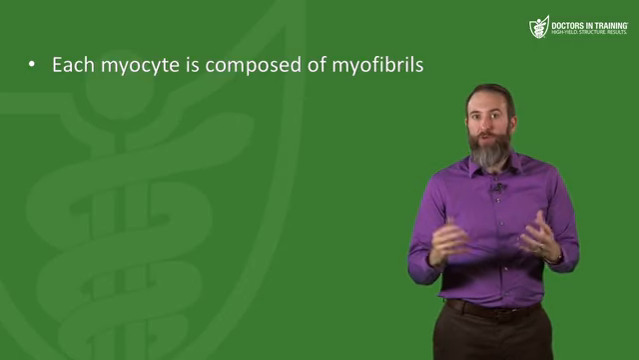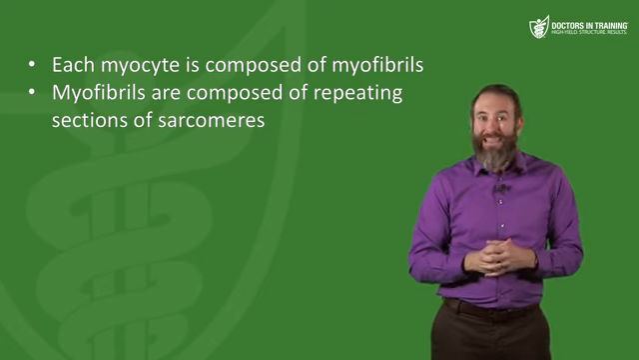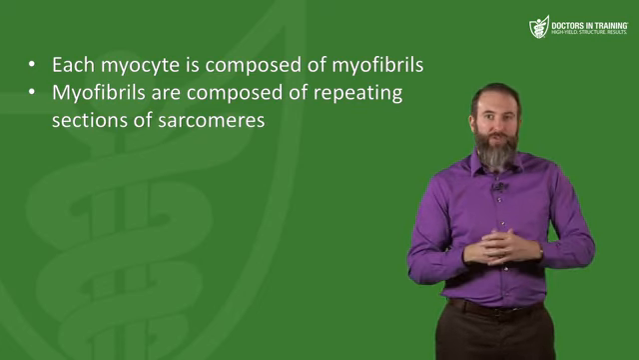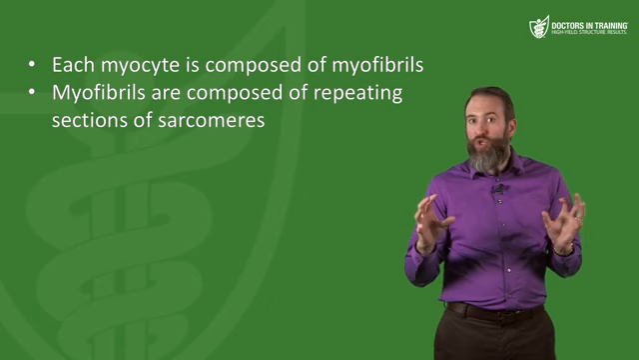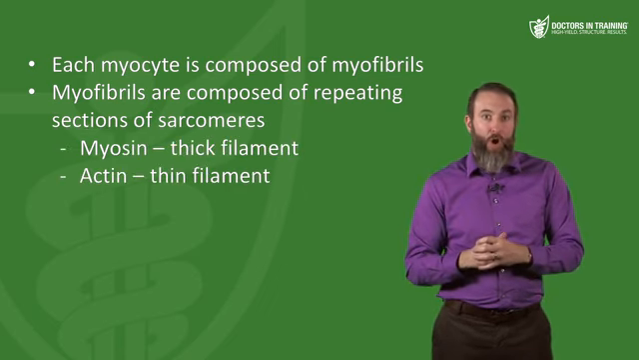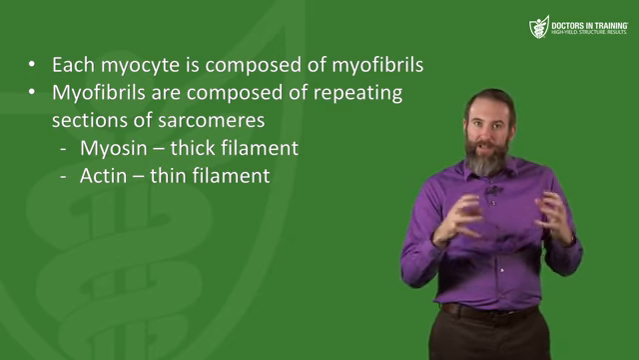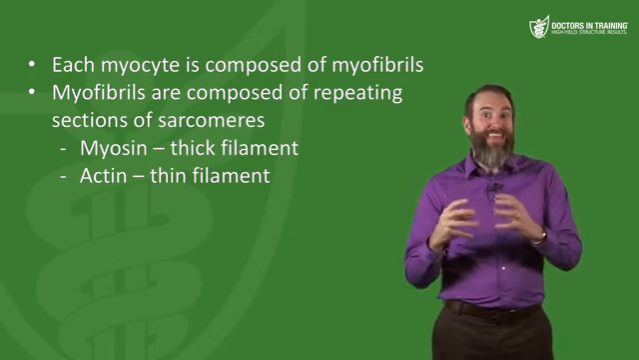So now let's move on to muscle conduction to contraction. A myocyte is a muscle cell. They are long, kind of tubular cells that have the ability to contract. Now each myocyte is composed of myofibrils, and myofibrils are composed of repeating sections of sarcomeres. So the sarcomere is the most basic unit of a muscle. Now the two most important proteins of a sarcomere are myosin and actin. Myosin forms a thick filament, and actin forms a rather thin filament.